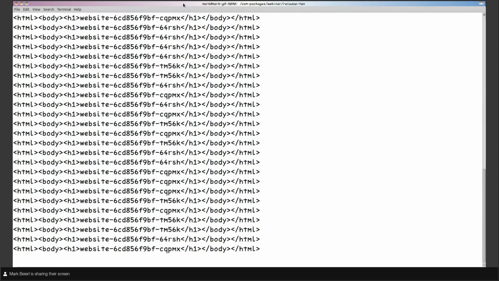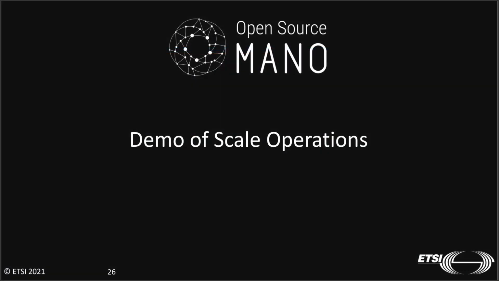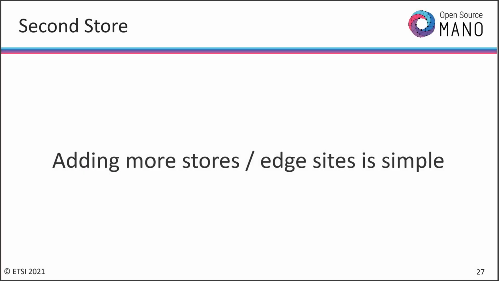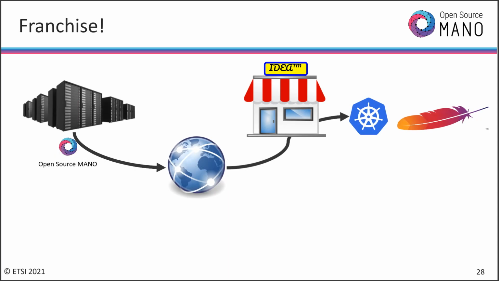So we have things up and running, and I'll just leave this going in the background, and I shall go back to my slides. So we just had the demo of scale operations. Now, you've been even more successful. So we're going to add another store and another edge site, and it's actually quite simple. It's the same pattern as before.